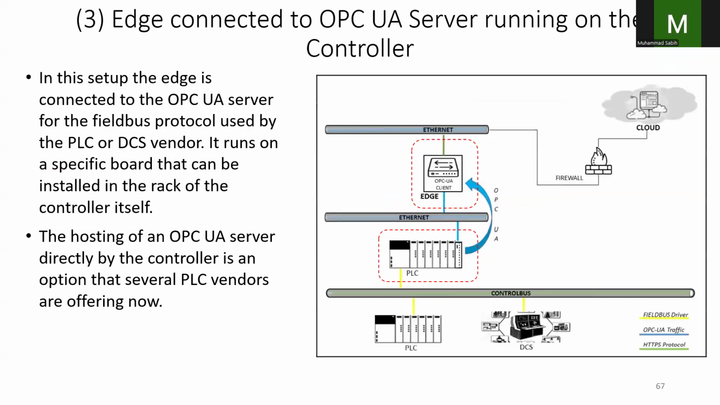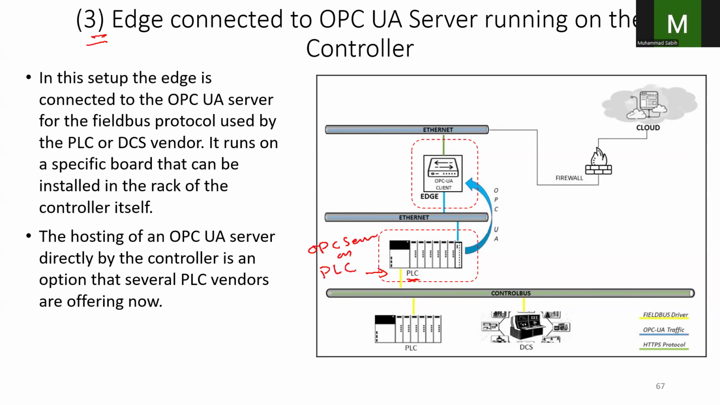Okay, let's continue. Now let's look at the third architecture for the deployment. The edge is connected to an OPC UA server running directly on the controller. So the OPC UA server is running on a PLC. We discussed that some vendors are now providing PLCs which have the OPC server on them. So, OPC server on PLC.